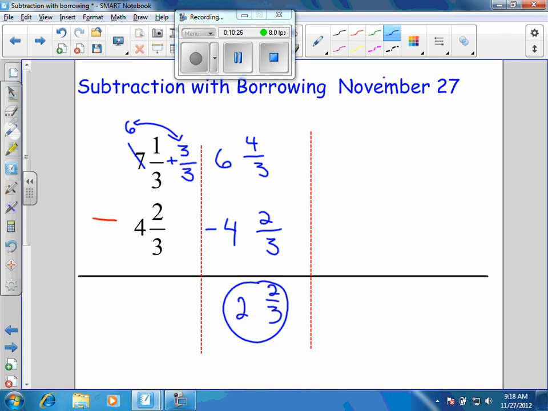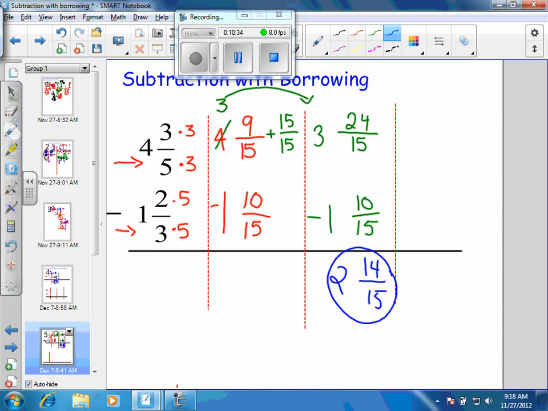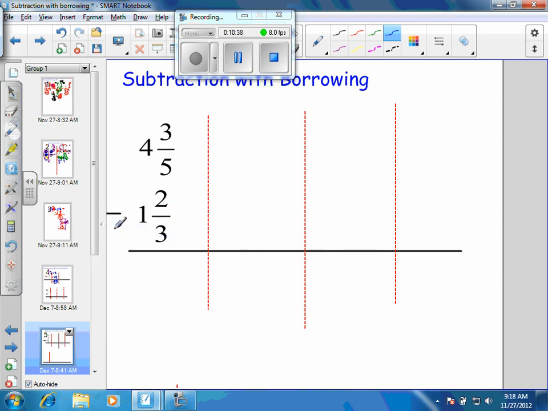Okay. So let's make another one up. I might have already made one up. Let's see. Uh-oh, gotta hide this one. So let me clear this. Okay, let's try this one.